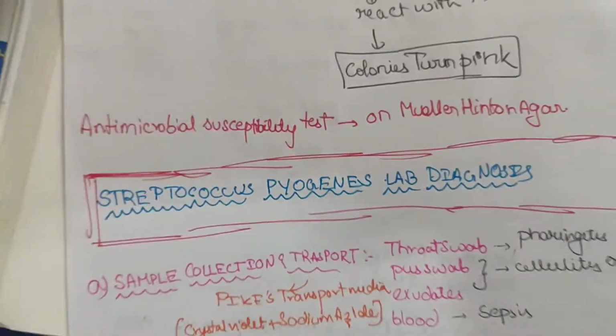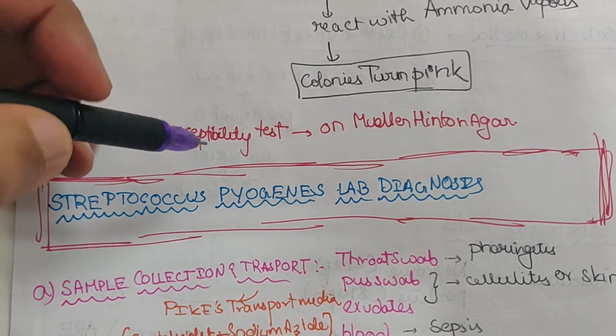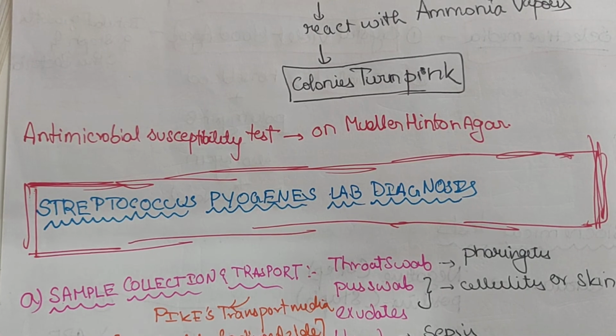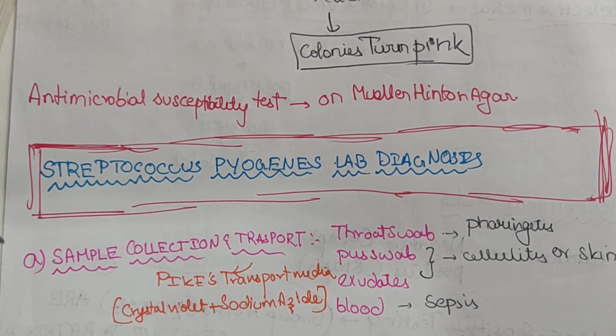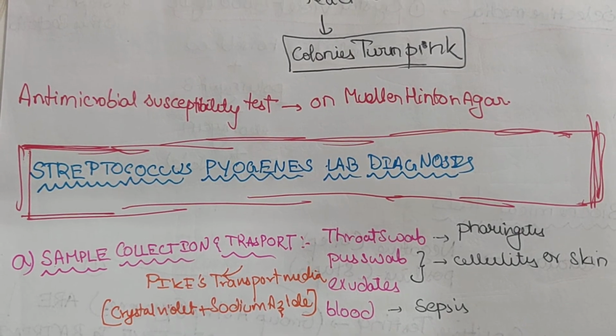Okay, so this is about it. Antimicrobial susceptibility testing is done on the Mueller-Hinton agar. Okay, so next we have Streptococcus pyogenes. Okay, we'll see in the next video.